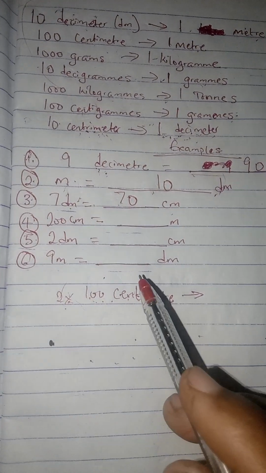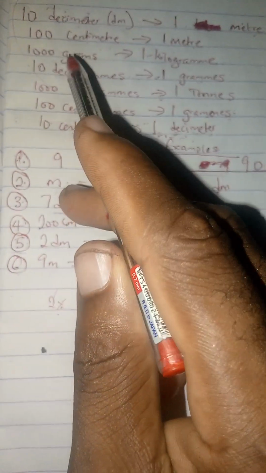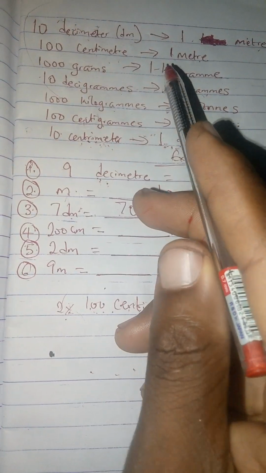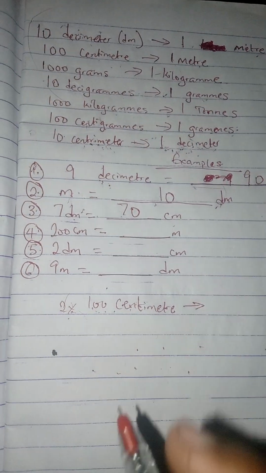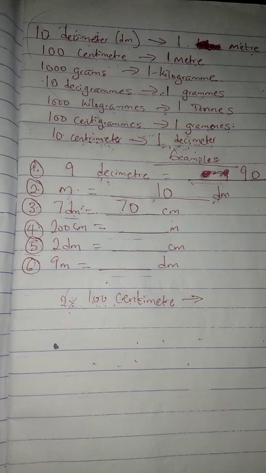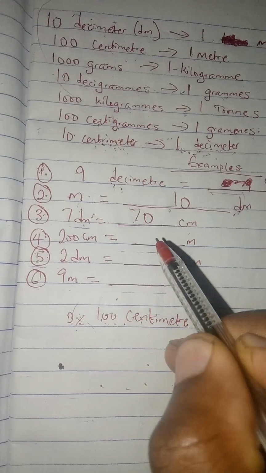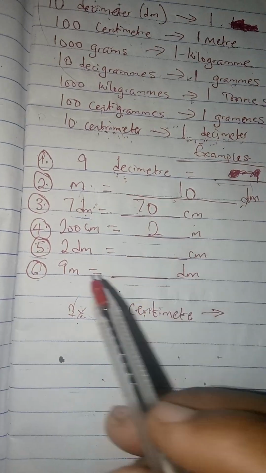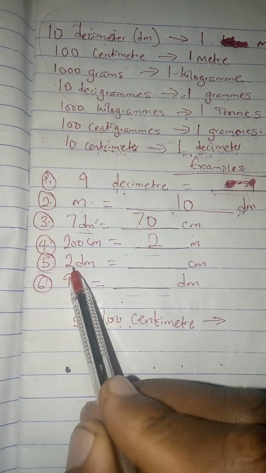Which will give us 200 euros. Now, we have here 100 centimeter equals to 1 meter. Now, when we have 200 centimeter, 2 times 100, which will give us 2 meters.